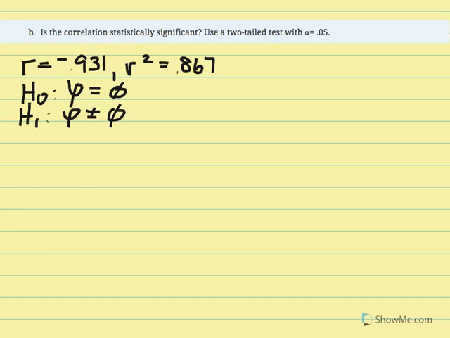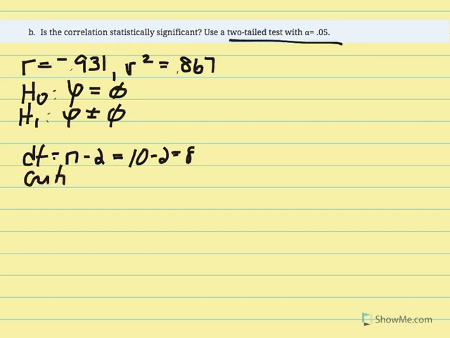So we need to know what our critical t-value is. We're going to identify degrees of freedom. So for correlation, it's n minus 2. In this case, n was equal to 10 minus 2, and we get 8. Again, we're going to use a two-tailed test with alpha at 0.05. So we need to locate what our critical t is equal to in our t distribution.